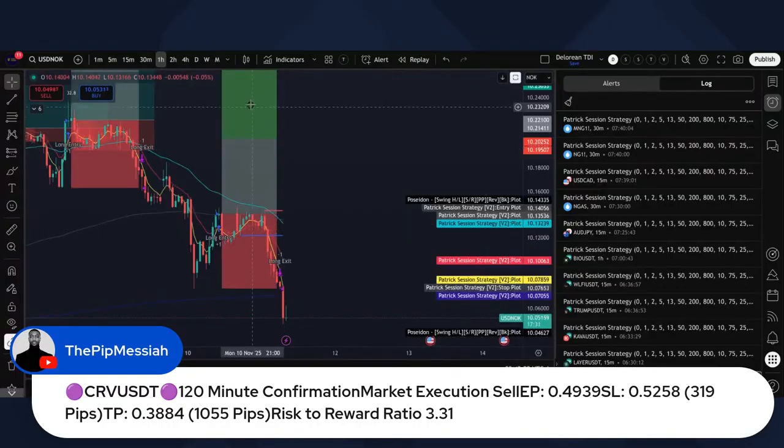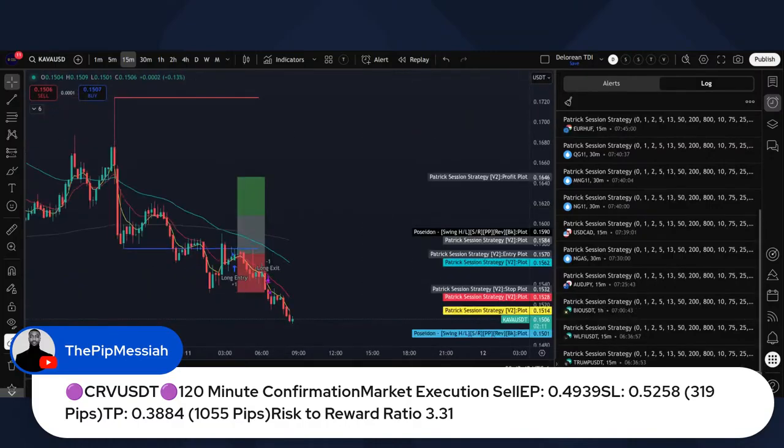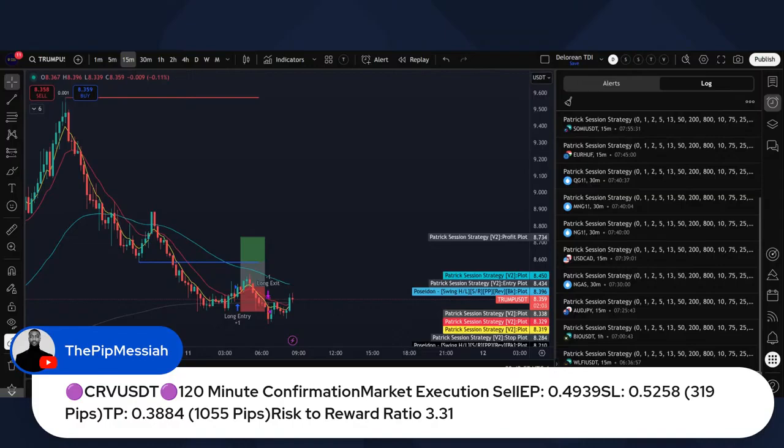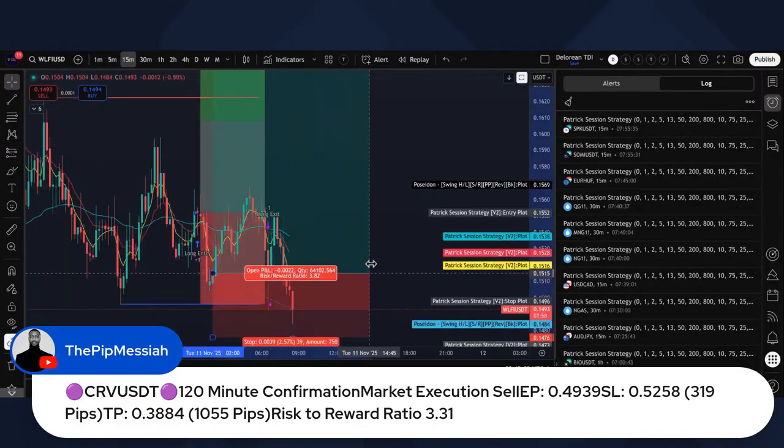And the United States dollar versus Norwegian krone hits stop loss, so the trade's invalidated. We have Layer versus Tether. I believe we may have already looked at this. It is invalid. Hit stop loss. We have Kava versus Tether, also invalid. Hit stop loss. We looked at Trump versus Tether already. WLFI, the original setup hit stop loss. We're still in the trade.